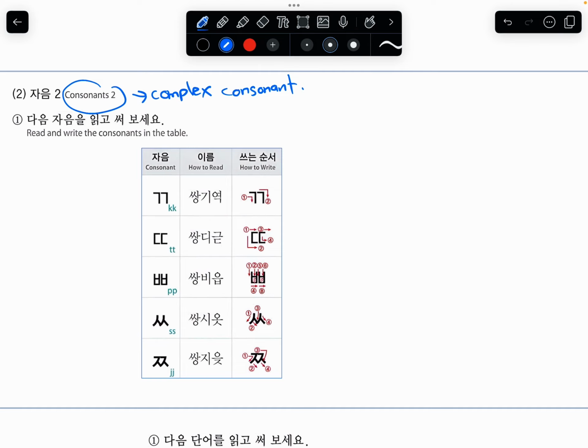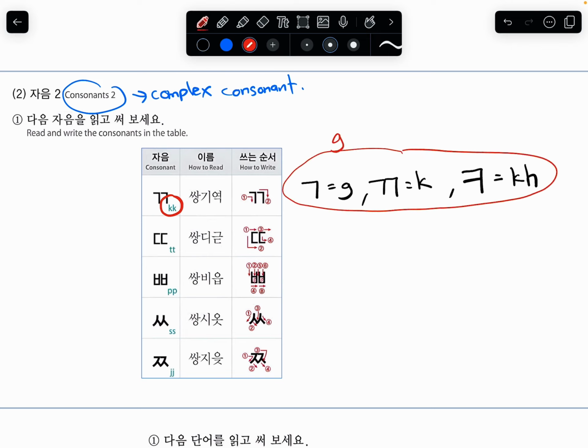Actually this one is not hard to memorize because we already see the similar shape. So we know this shape is G. Now, when we double it, the sound should be K. So even though this one shows KK, the sound is K, so I just recommend you to memorize it as K. And then we have one more like this. This one is KH. You can consider this as one group. We call this the G set.